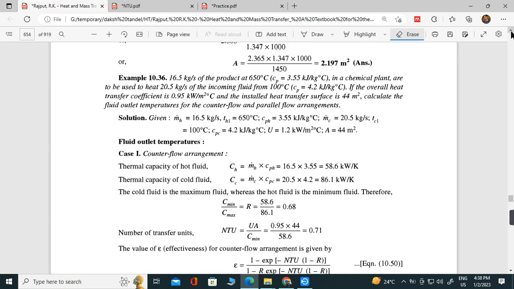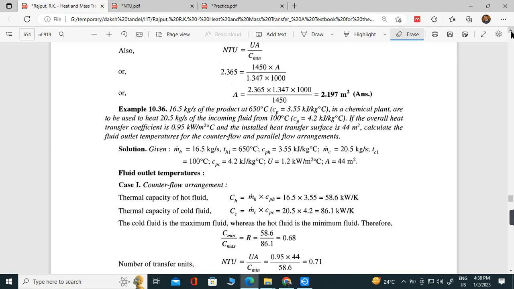Okay, so here you can see the example we will study. 16.5 kg of product at 650 degree centigrade in a chemical plant is to be used to heat incoming fluid at 100 degree centigrade. The higher temperature fluid is the hot one with flow 16.5. So here we can write mh is equal to 16.5 kg per second. So that is mh. Clear?